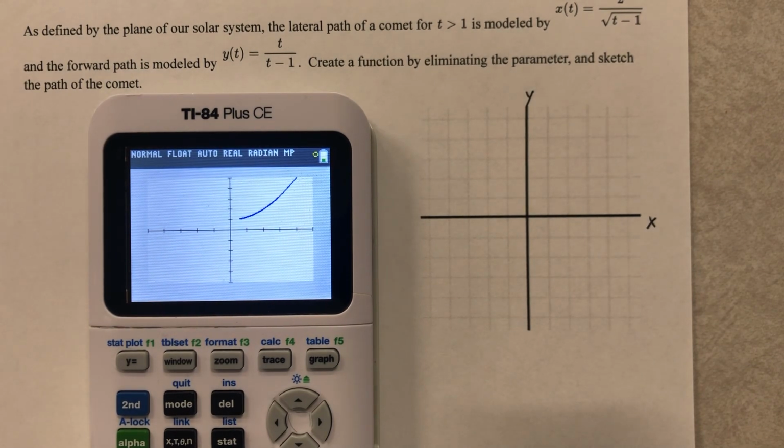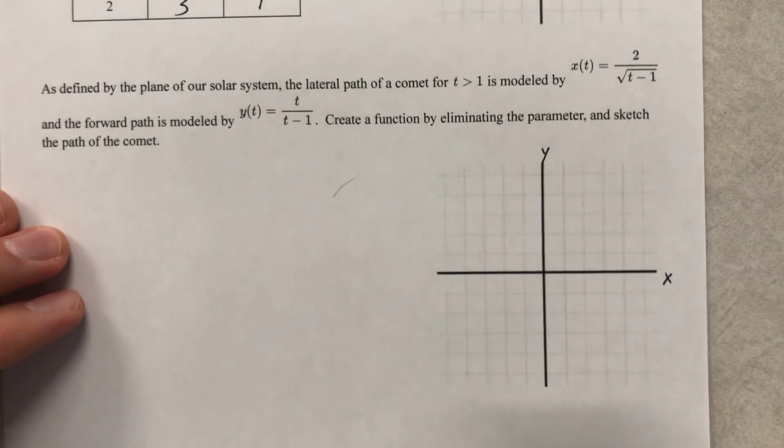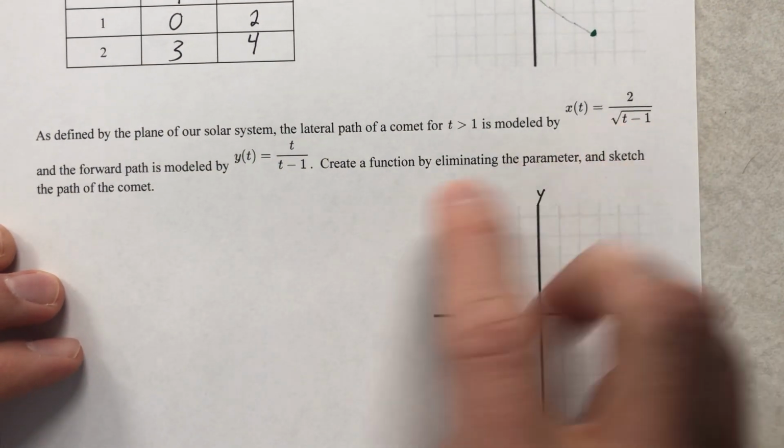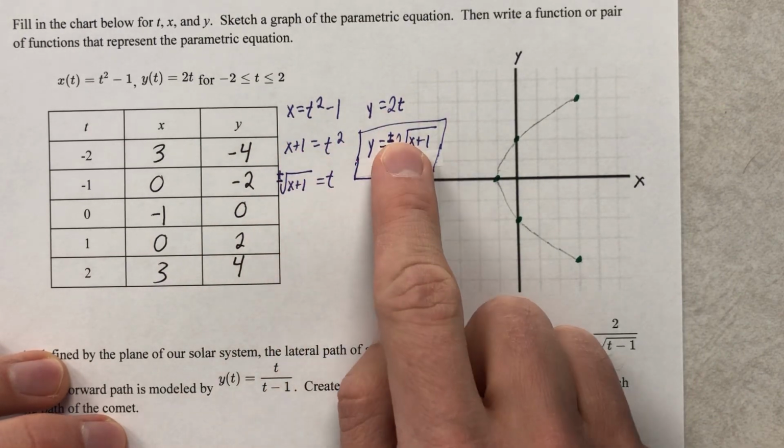All right, I am going to begin while this is still thinking. I know it's thinking because that circle is spinning. I am going to go ahead and isolate the parameter here and plug it in here. That's exactly what we did in the previous problem. We solved for t, we plugged it into the other one.